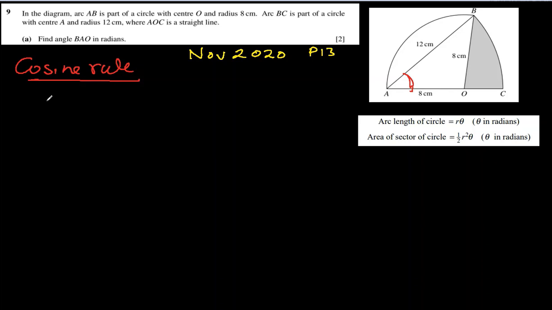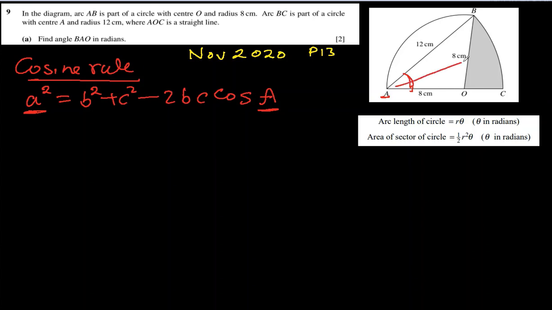Okay, and let me again write the cosine rule, which we used in one of the questions earlier. A squared equals b squared plus c squared minus 2bc cos A. This is the angle we want to find, and coincidentally A is the name of the corner where we want to find the angle. So this angle we need to find, but this side a should be the opposite side to this angle, which is this 8 centimeter line BO.